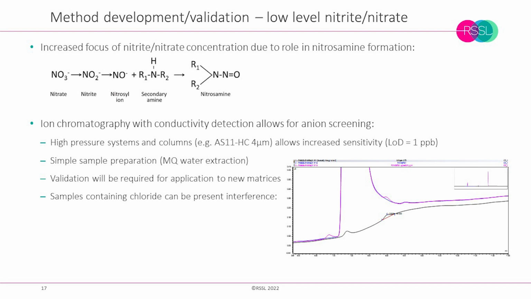One disadvantage is shown in the figure, where a material containing a high level of chloride, which elutes just before nitrite, is interfering with the nitrite peak, which will affect the method accuracy and sensitivity. However, this can be solved by moving to an alternative mode of detection, either UV or mass spectrometry.